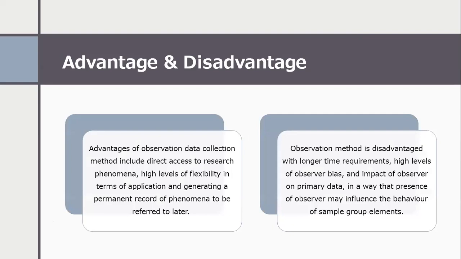Okay, we have advantages and disadvantages in observation. The advantages of the observation data collection method include direct access to the research phenomena, a high level of flexibility in terms of application, and generating a permanent record of phenomena to be referred to later. The disadvantages are that it requires a longer time, there is a high level of observer bias, and there is the impact of the observer on primary data, in that the presence of the observer may influence the behavior of the sample group elements.